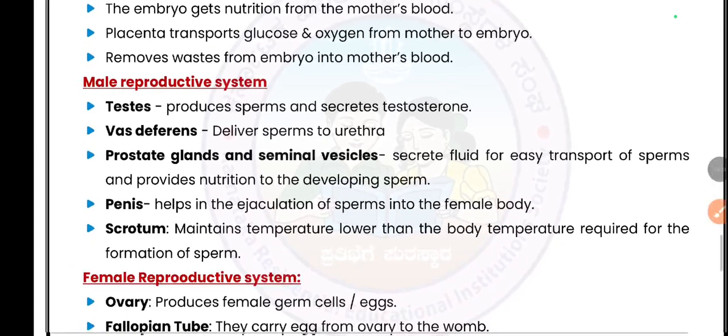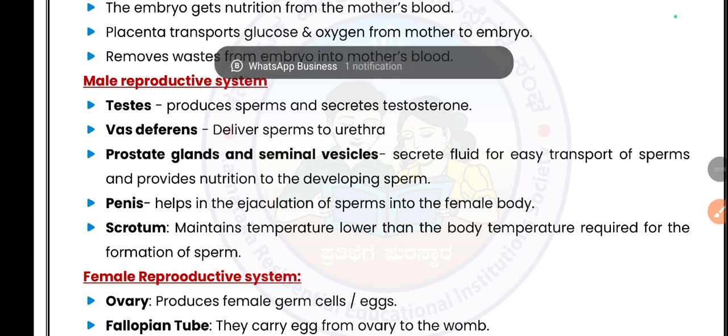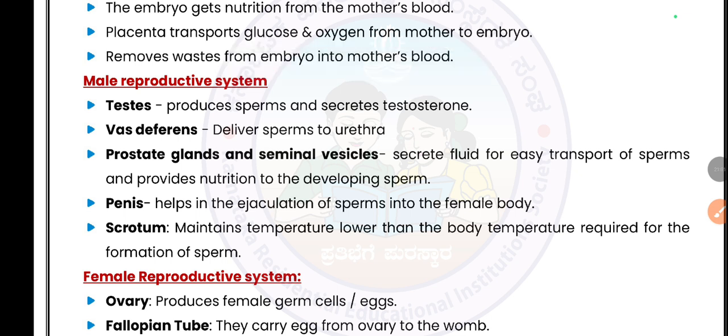Male reproductive system: testis produces sperms and secretes testosterone. Vas deferens delivers sperms to the urethra. Prostate gland and seminal vesicles secrete a fluid for easy transport of sperms and provide nutrition to the developing sperm. Penis helps in the ejaculation of sperms into the female body. Scrotum maintains a temperature lower than the body temperature, required for the formation of sperm.